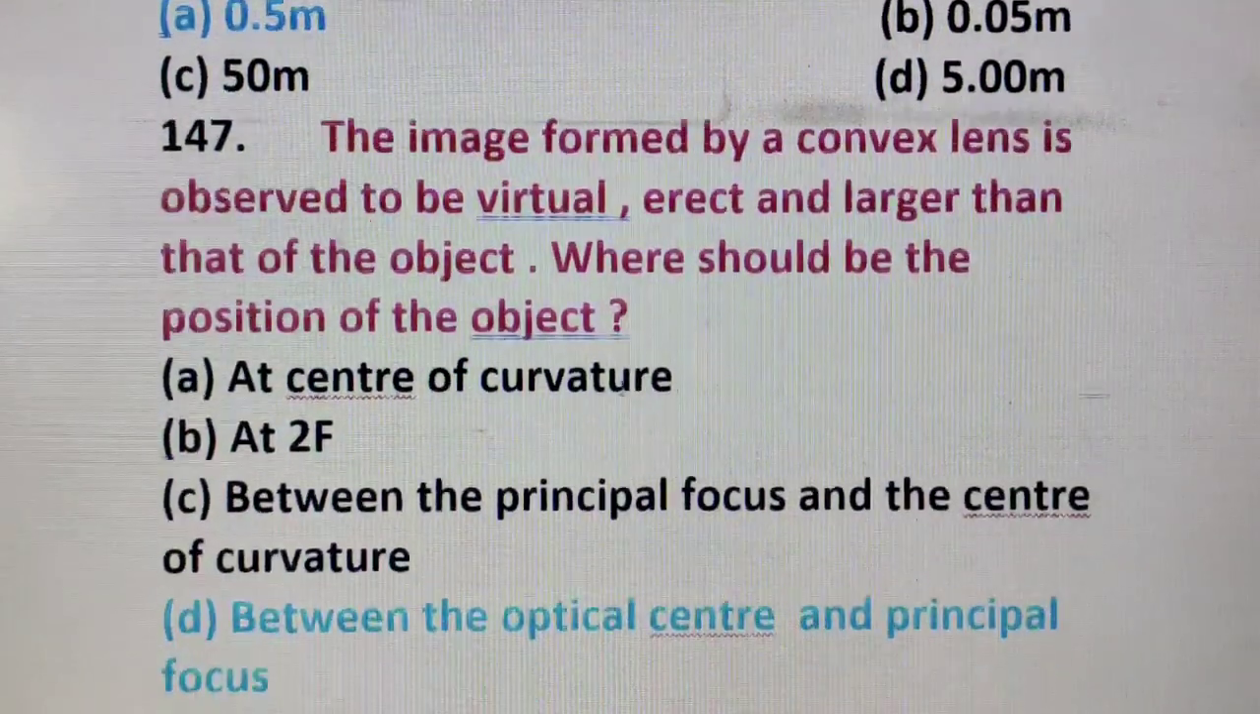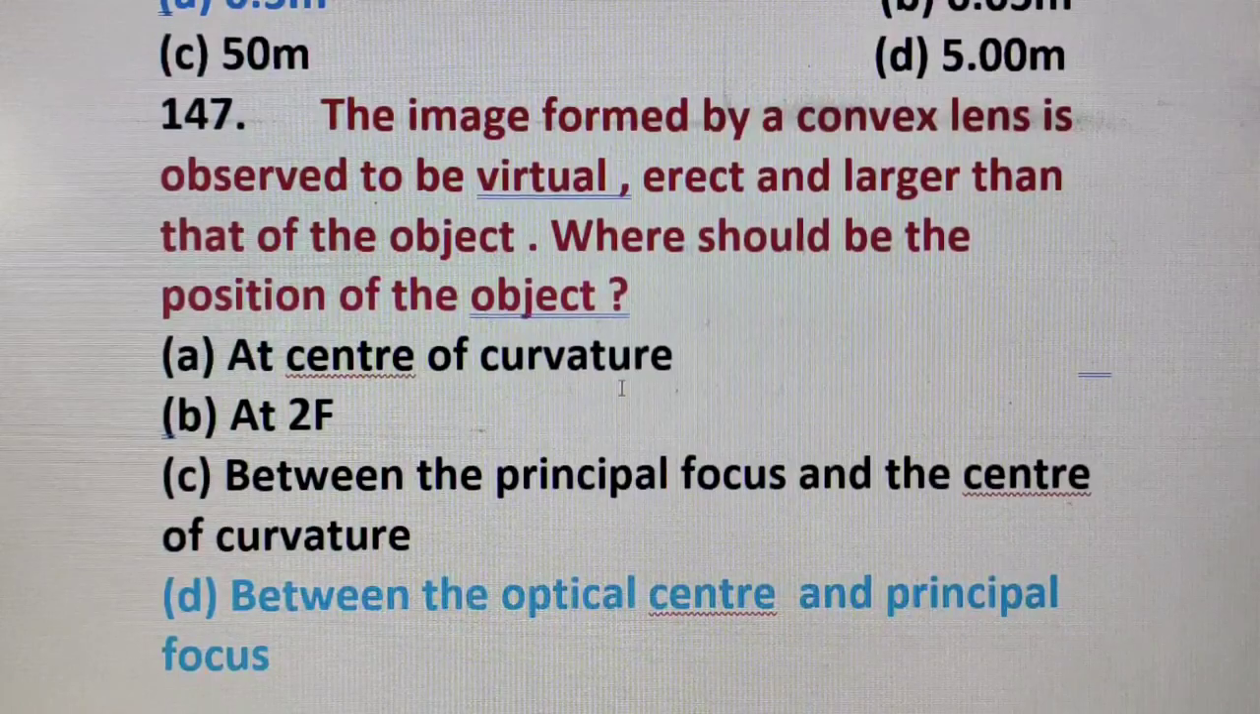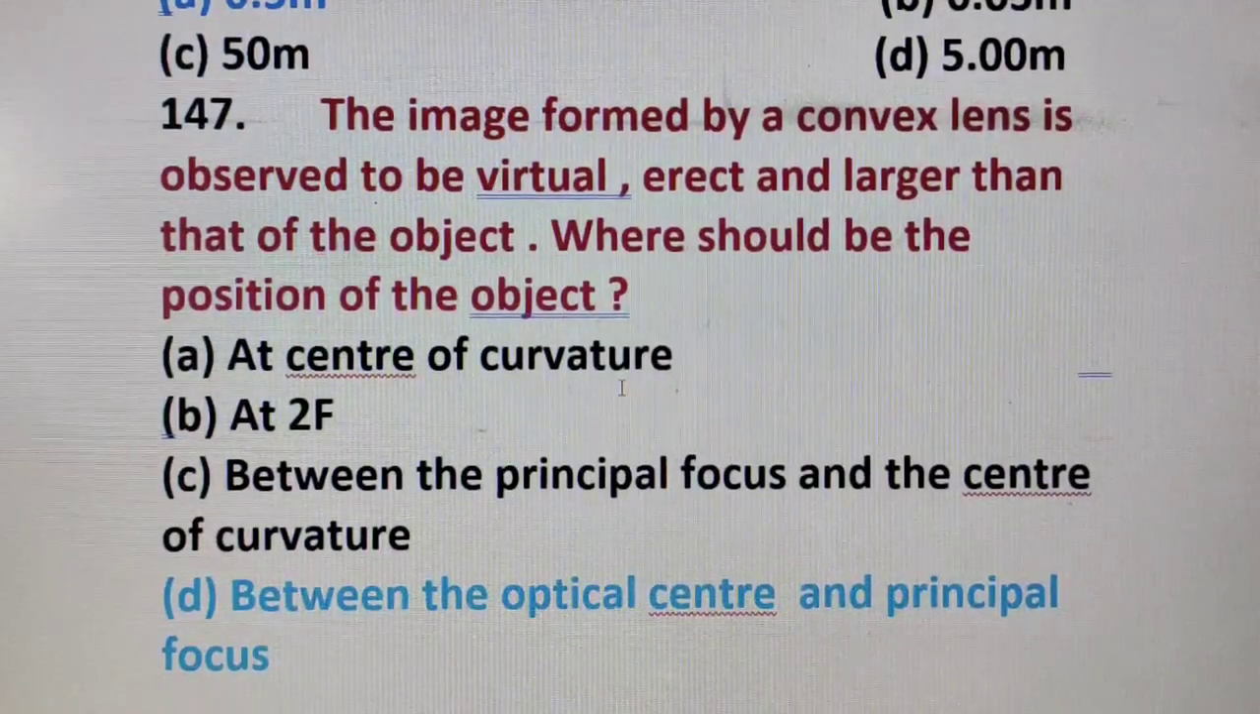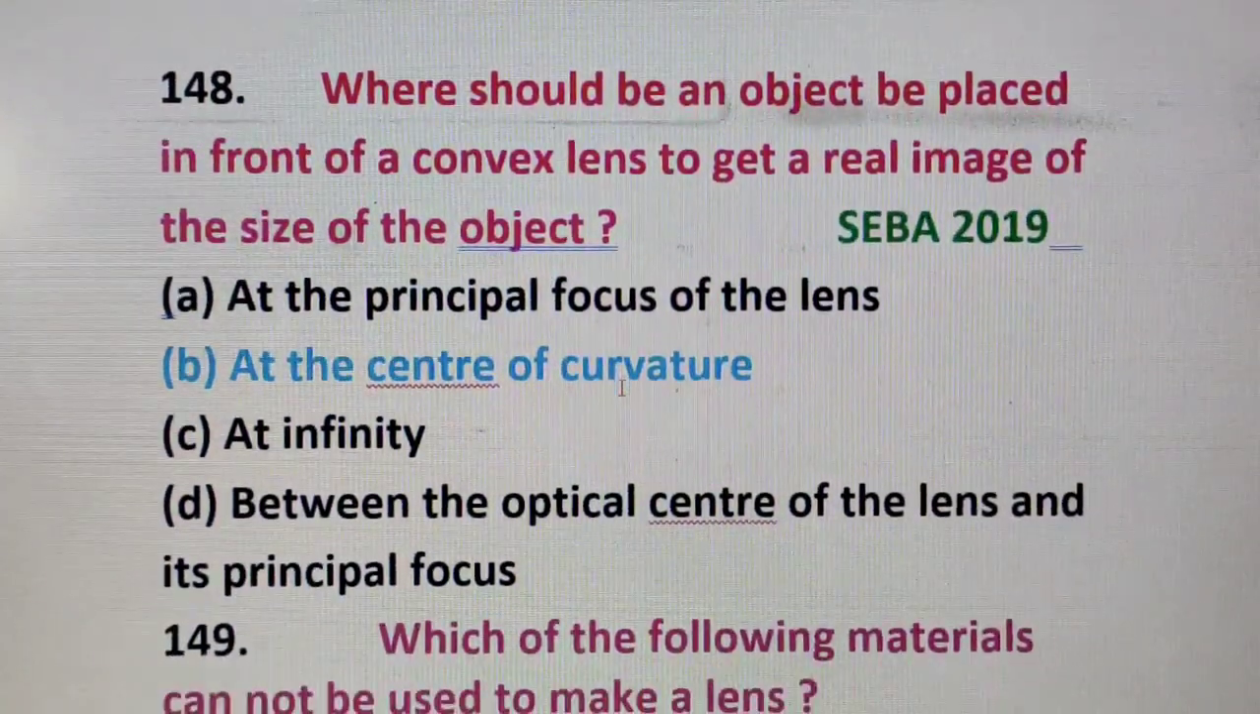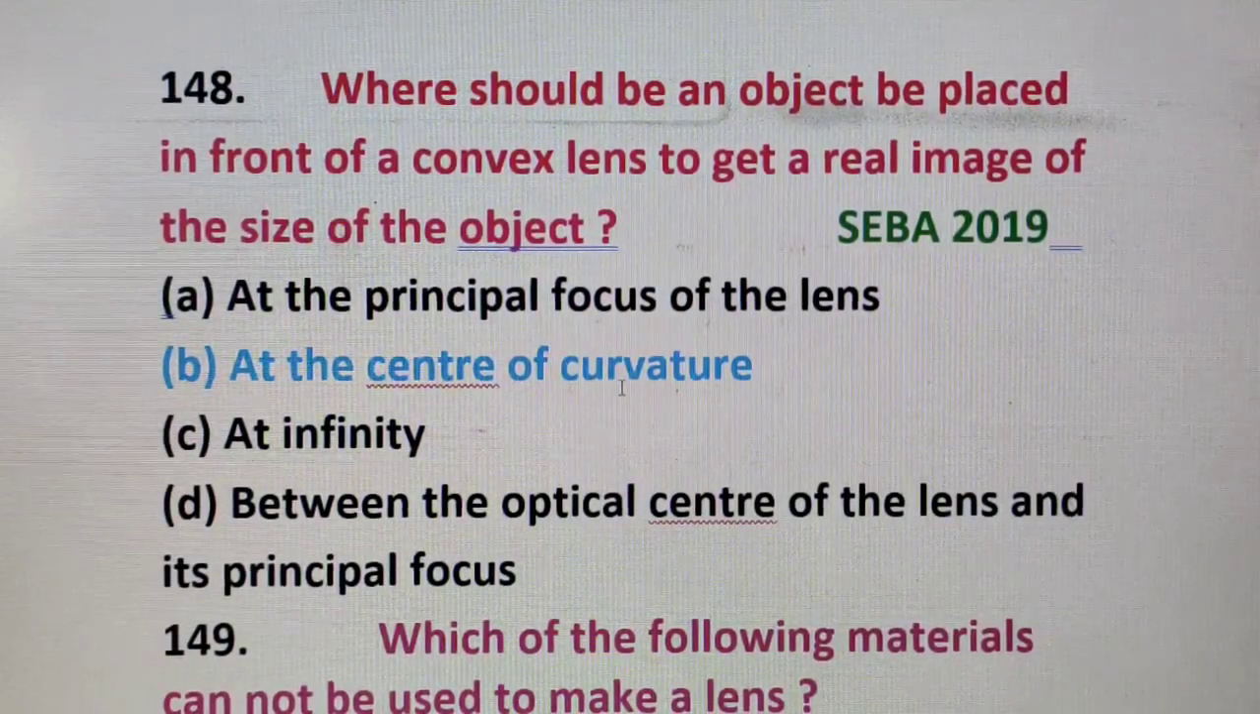The image formed by a convex lens is observed to be virtual, erect and larger than the object. Then where should the object be placed? Between optical center and principal focus. Where should an object be placed in front of a convex lens to get a real image of the size of the object? Same size, that is at the center of curvature.